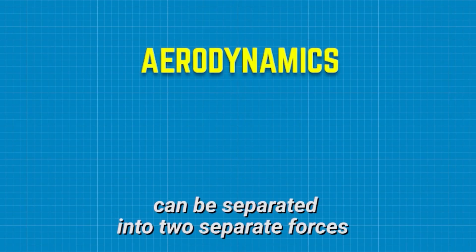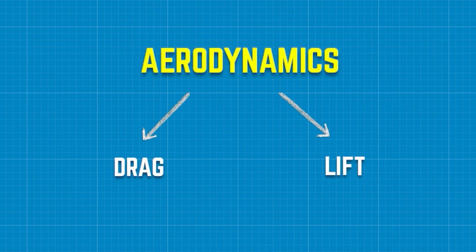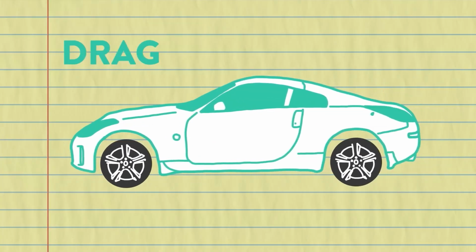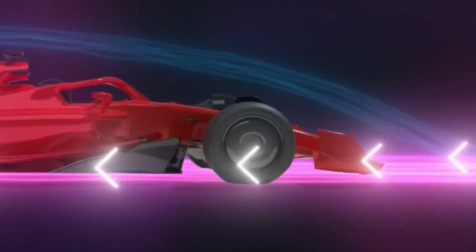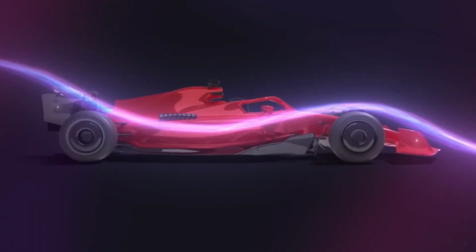The basic two aerodynamic forces in a car are drag and lift. Drag is the force air exerts against a car as it moves, while lift is the perpendicular force exerted by the air on the car. The lift includes both positive lift, that's the flying kind, and negative lift, that's the downforce.